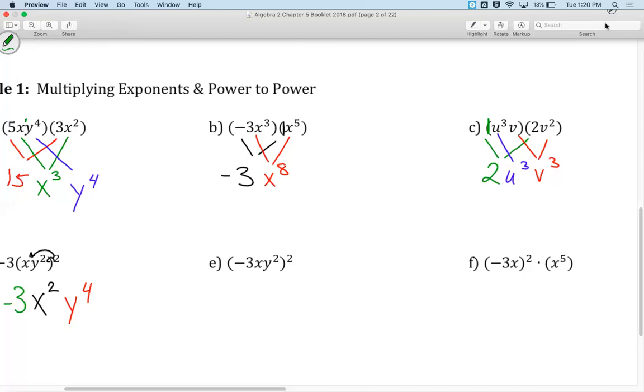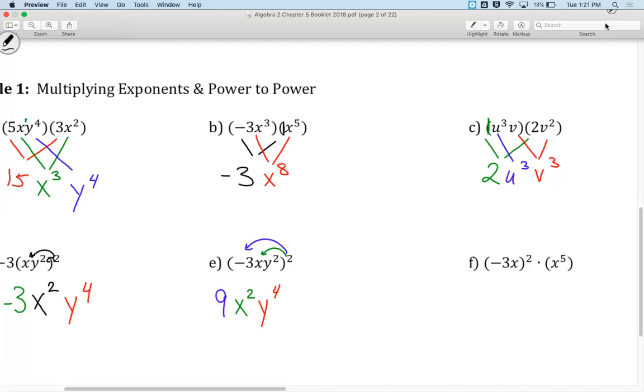Now, Mr. Kitchen, what's the difference between E and D? The 3 is outside the parentheses in D, and in E the 3 is inside. Very good. In E, the 3 is inside the parentheses. So, Mr. Kitchen, what is -3 squared? 9. Awesome. Because -3 times -3 is 9. What's x squared? I know it's a silly question. Isn't it just x to the second? It is. It's just x squared. What is y squared squared? y to the 4th. Awesome.